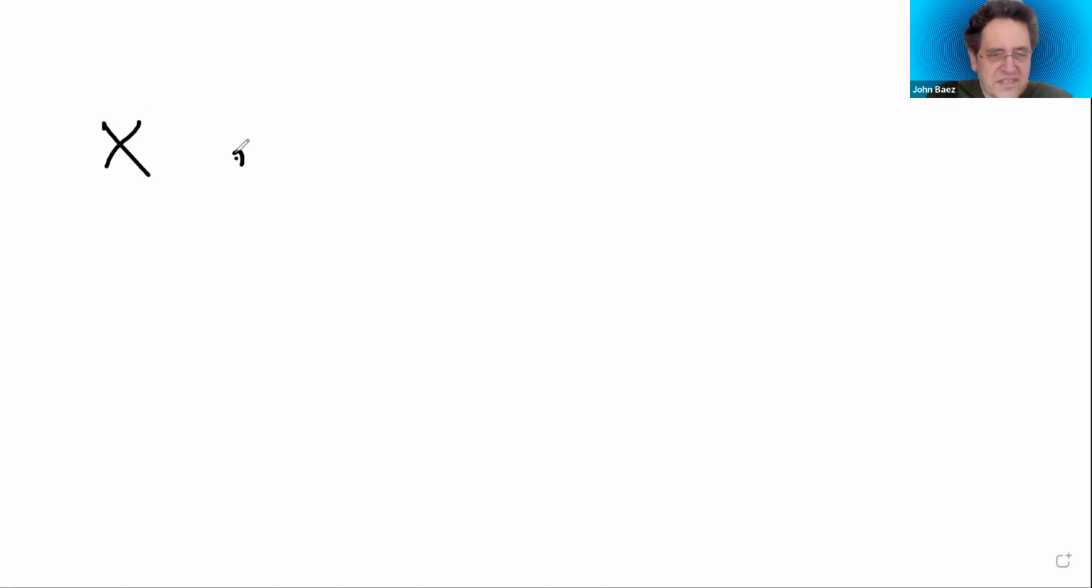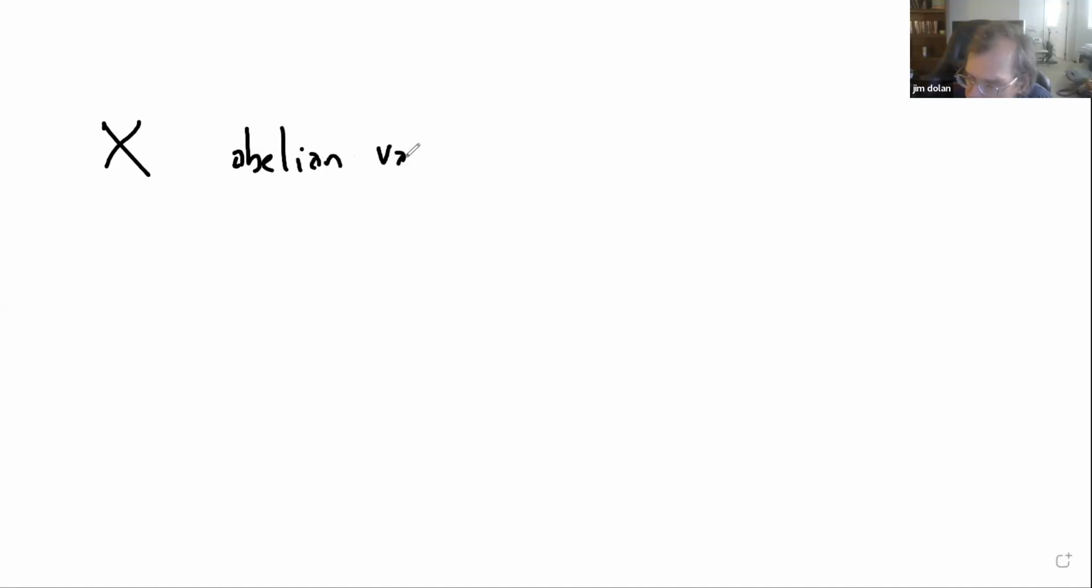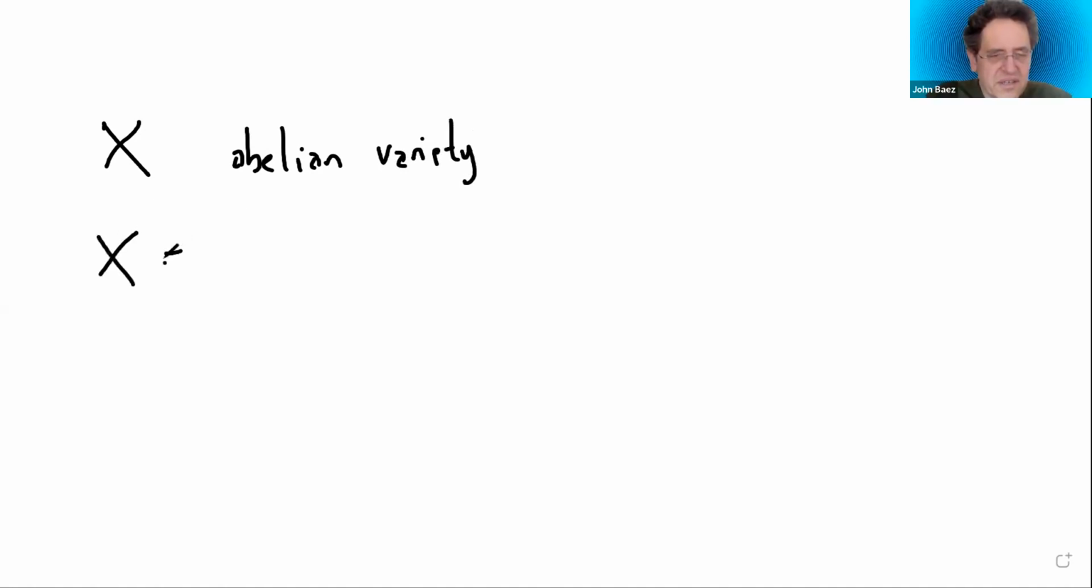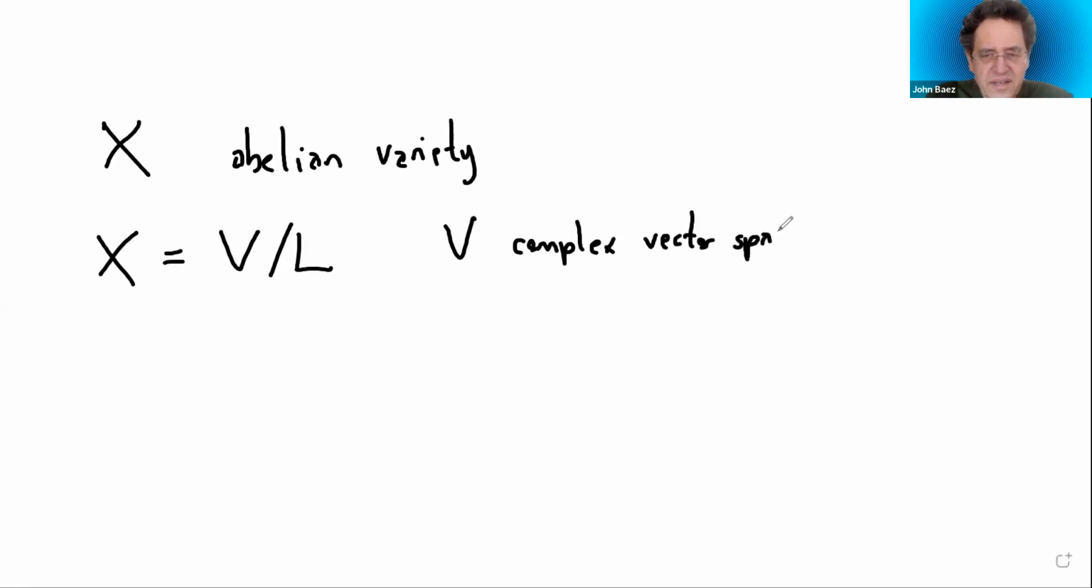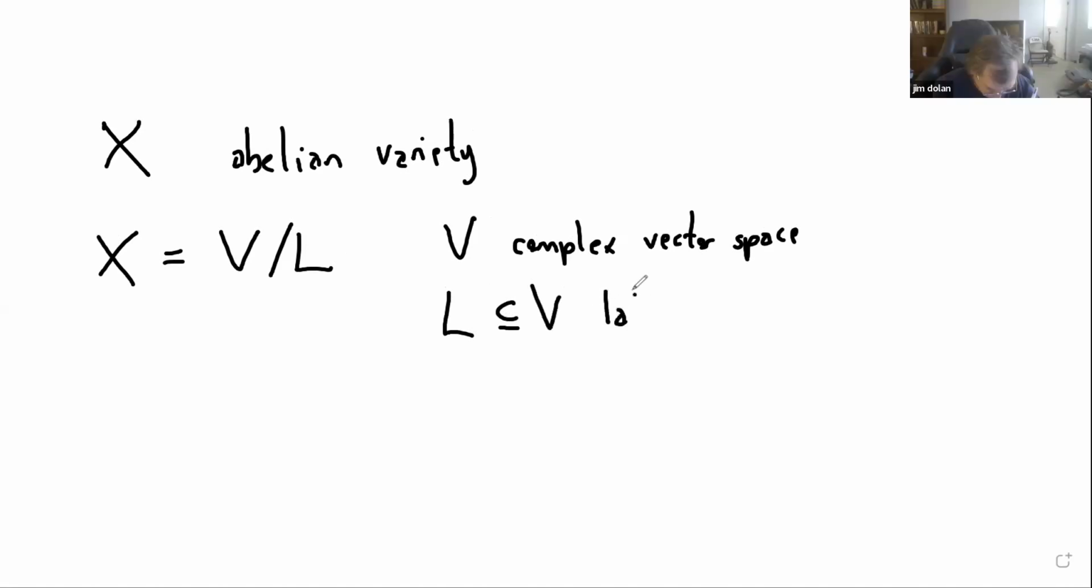Okay, so I'm going to be talking about, so X is an abelian variety. And then I'll be thinking of X as like V, a vector space over L, a lattice. So V is like a complex vector space.